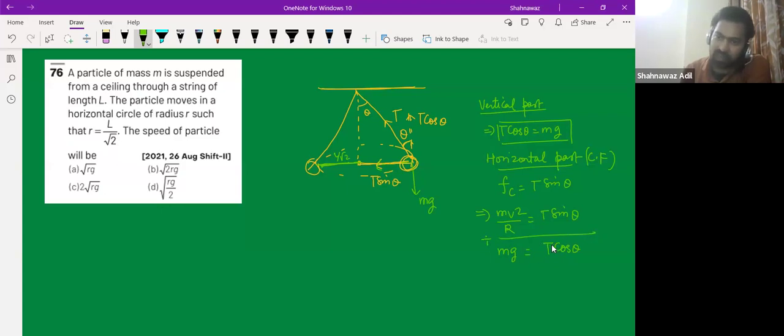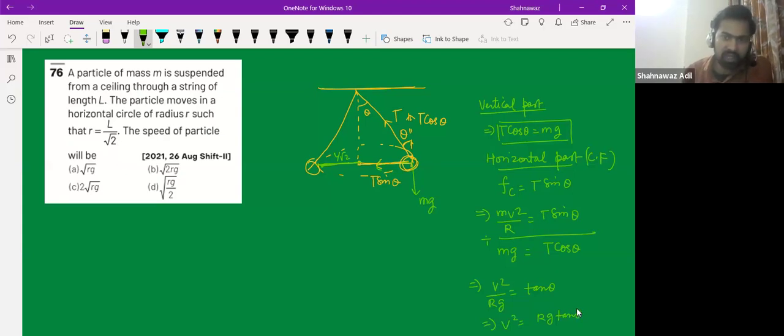So what you will get? The tangential will cancel, m and m will cancel, and you have v square by rg equals tan theta. So v square is rg tan theta, right?